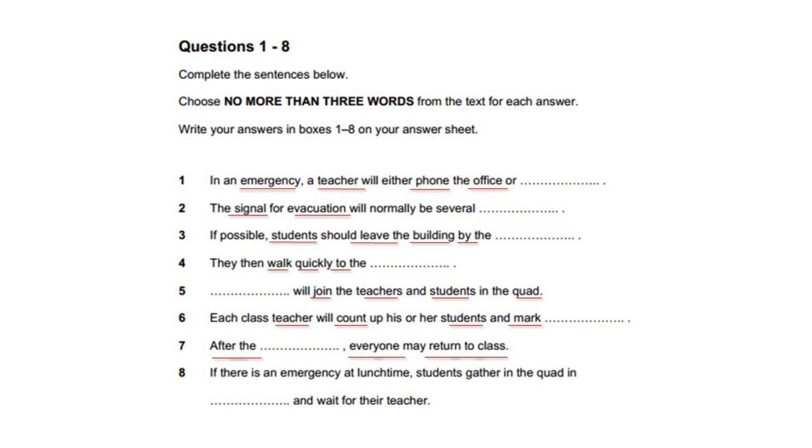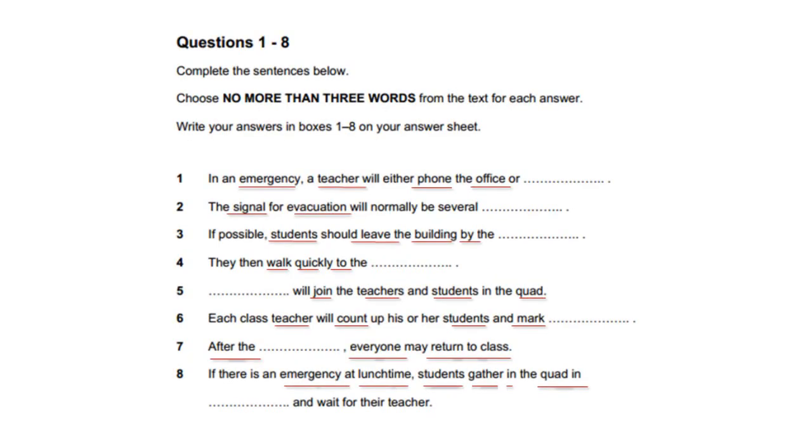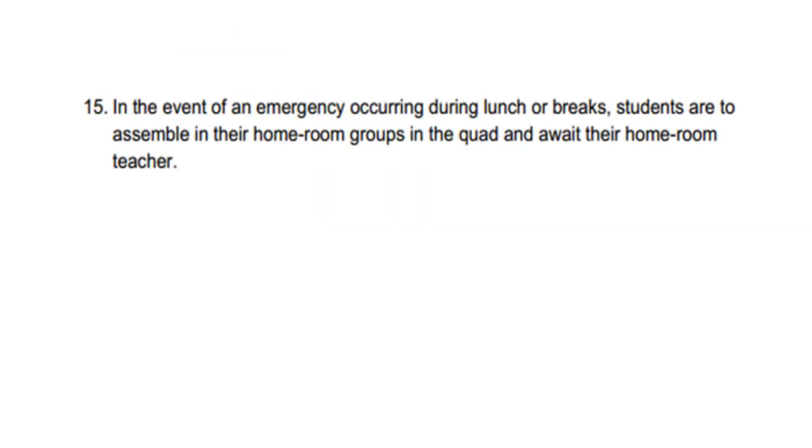If there is an emergency at lunchtime, students gather in the quad in something and wait for their teacher. First, underline any keywords. I would underline emergency, lunchtime, students gather in quad in. Then go back up to the text and scan the text for the answer. Answer 8 should appear after answer 7 in the text, so start reading from where you got answer 7 from. It says, in the event of an emergency occurring during lunch or breaks, students are to assemble in their home groups in the quad and await their homeroom teacher.